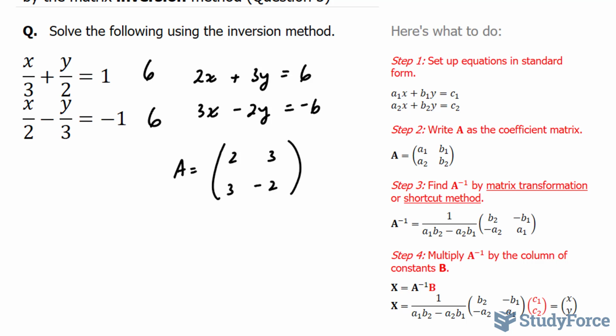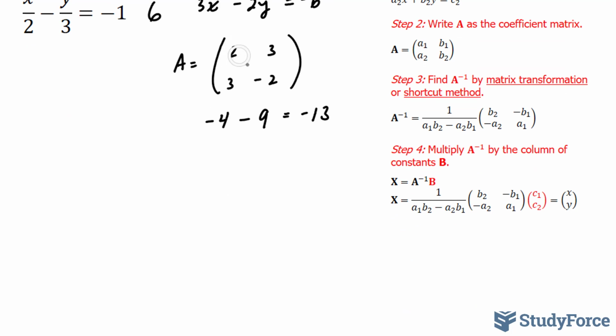We start off by finding the determinant. 2 times negative 2 is negative 4, minus 3 times 3 is 9, and this gives us negative 13. That is our determinant. Next, we will switch 2 and negative 2, their positions, where this becomes negative 2 and this becomes positive 2. And in the last step, we change the symbol of the opposite diagonal. So this is positive, becomes negative, this is positive, it becomes negative.